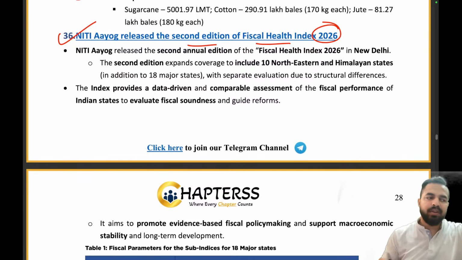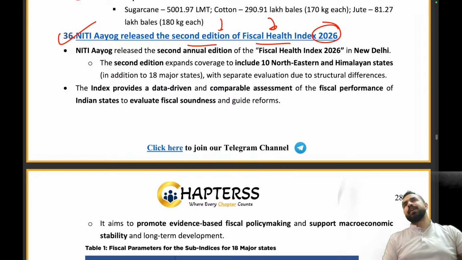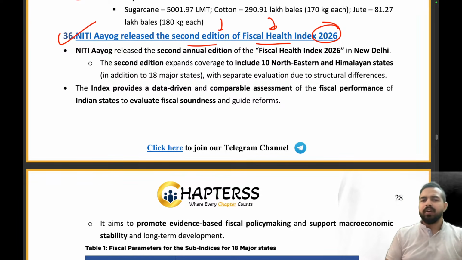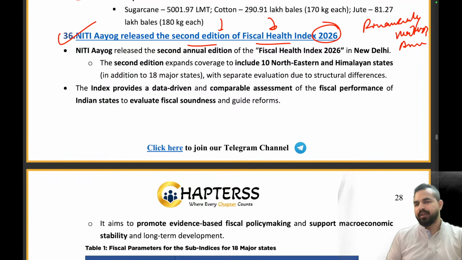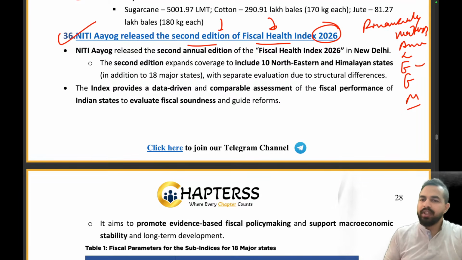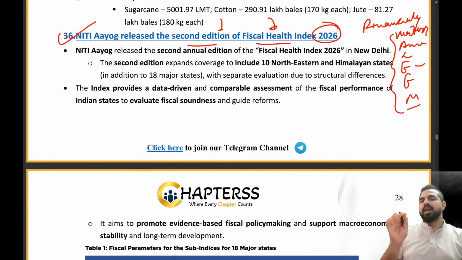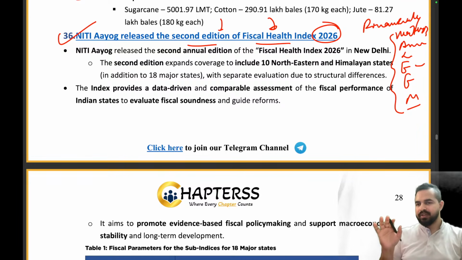Clear everyone? Now let's move on to Niti Aayog releasing the second edition of the Fiscal Health Index. So guys, when we talk about a person and how financially healthy that person is, what exactly do we see? What amount of money the person has in his pocket, how much loan he has taken, what earning he has per month, what his expenditure is, how he is managing his finances. All these things we consider when we see how financially healthy that person is, right?